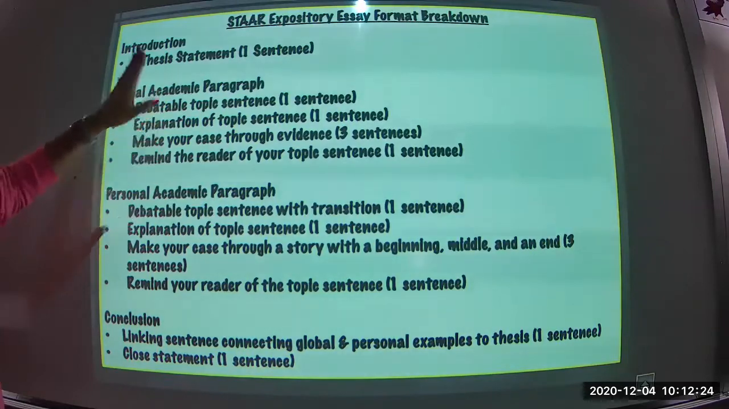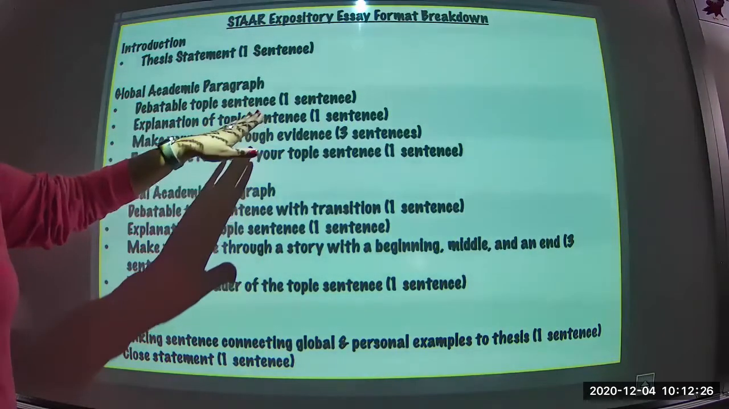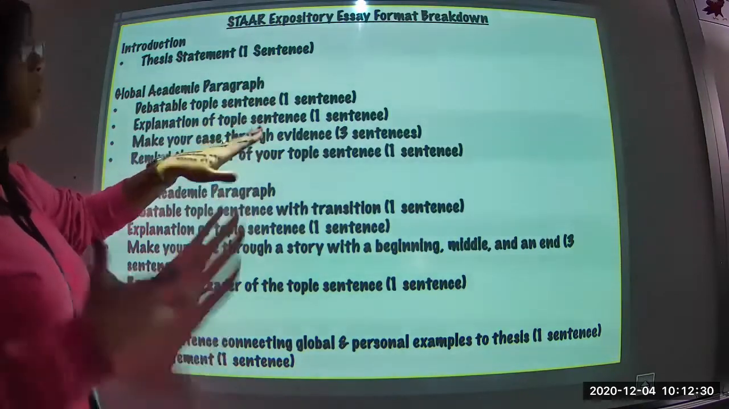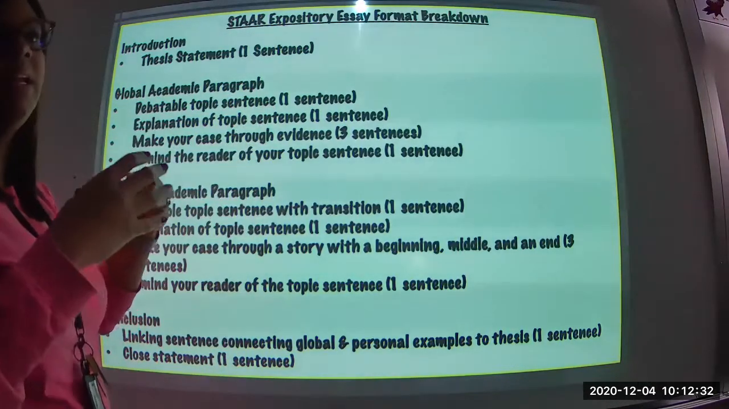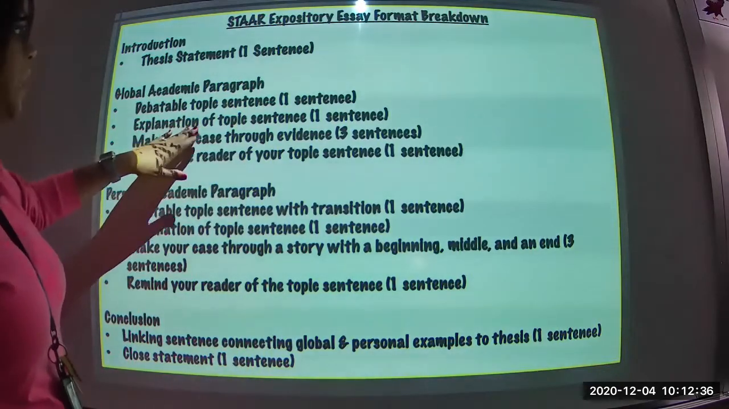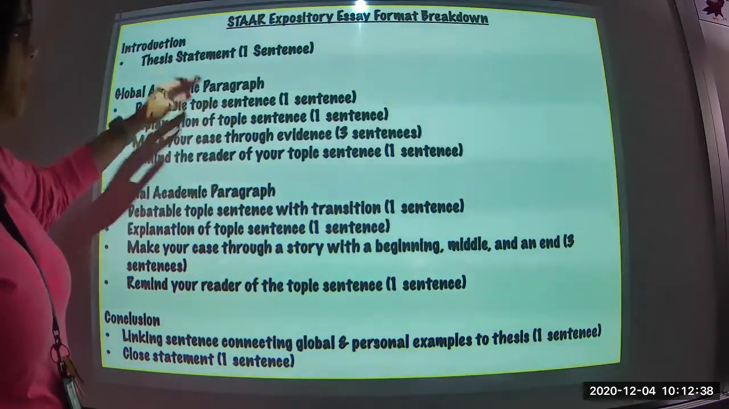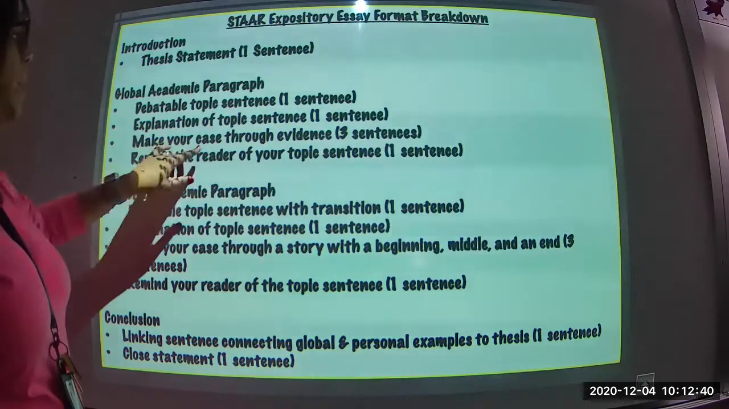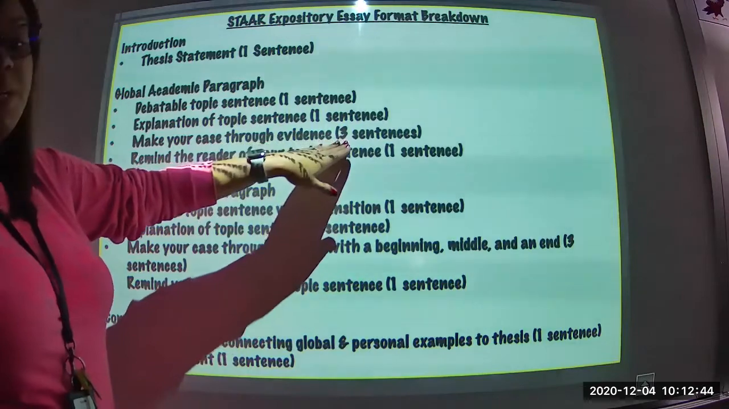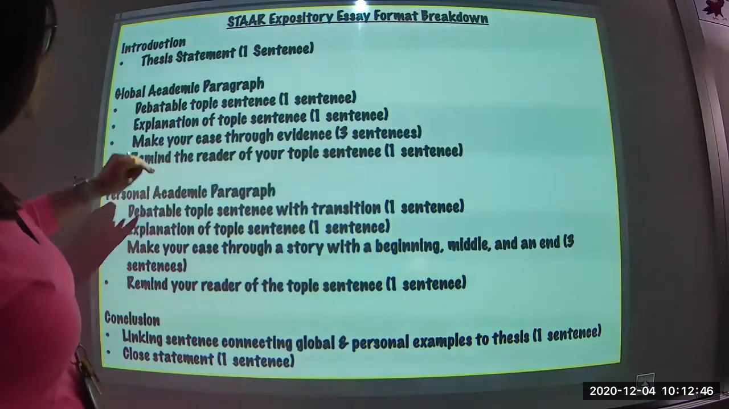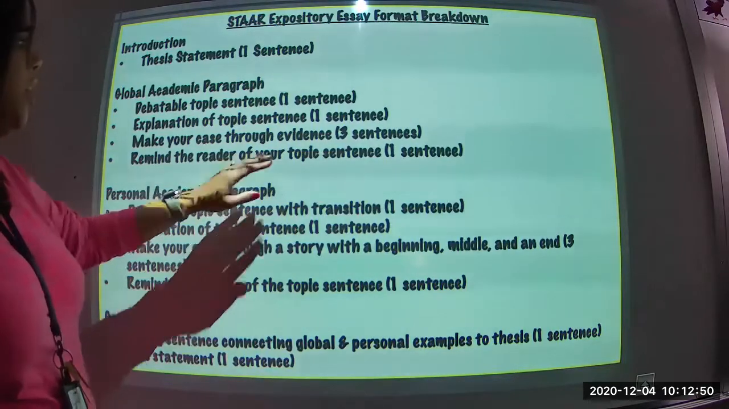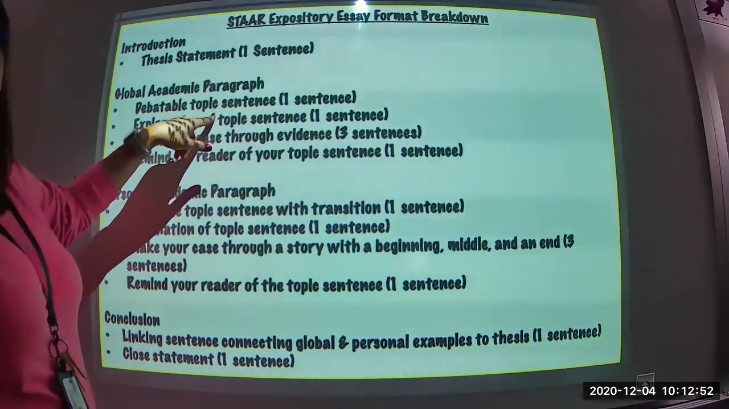So it needs to have a debatable topic sentence that's going to tell the reader not only what the paragraph is about, but it can be arguable. It's going to explain the topic sentence. Then you are going to make your case by adding that evidence. That would be 3 sentences. And at the end, to close it out, you're going to remind the reader of your topic sentence.